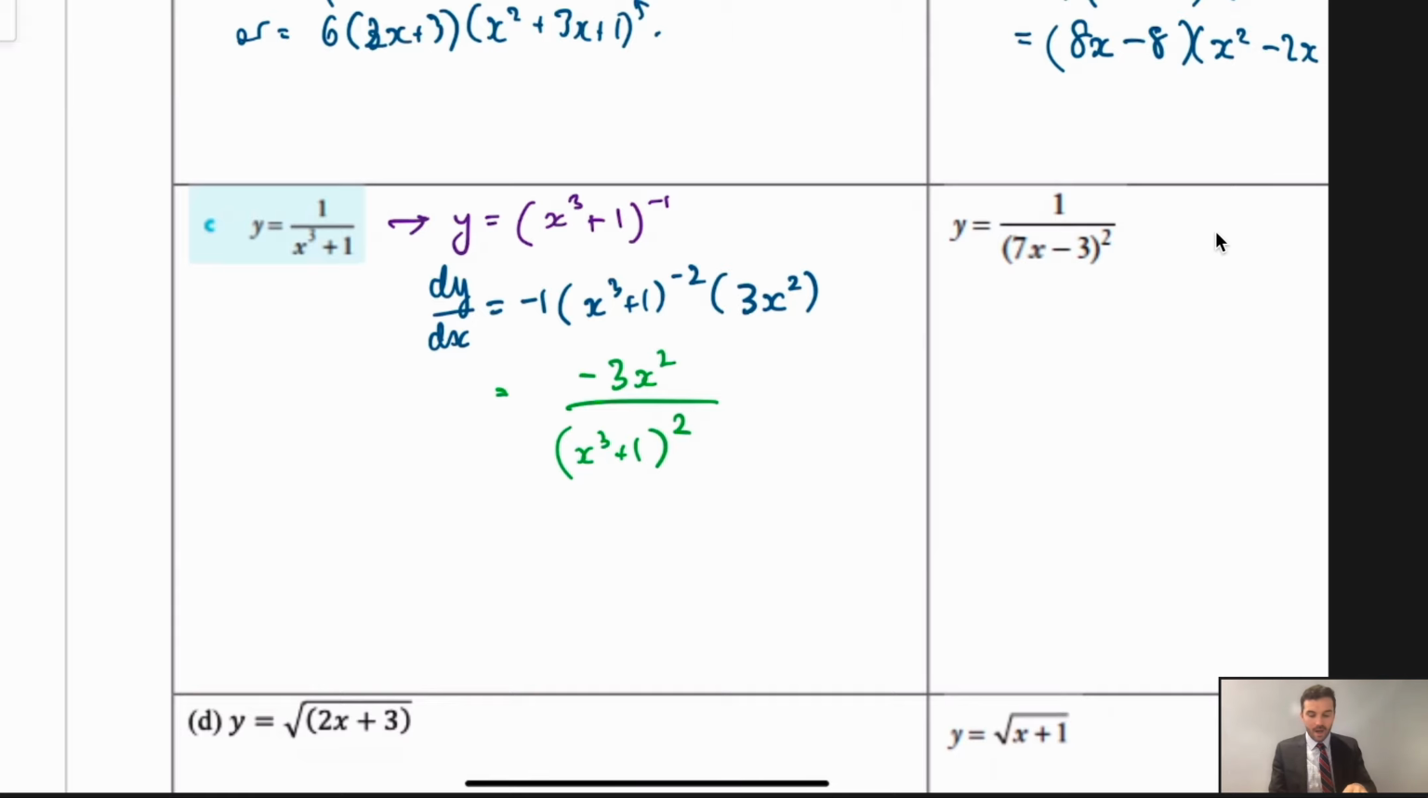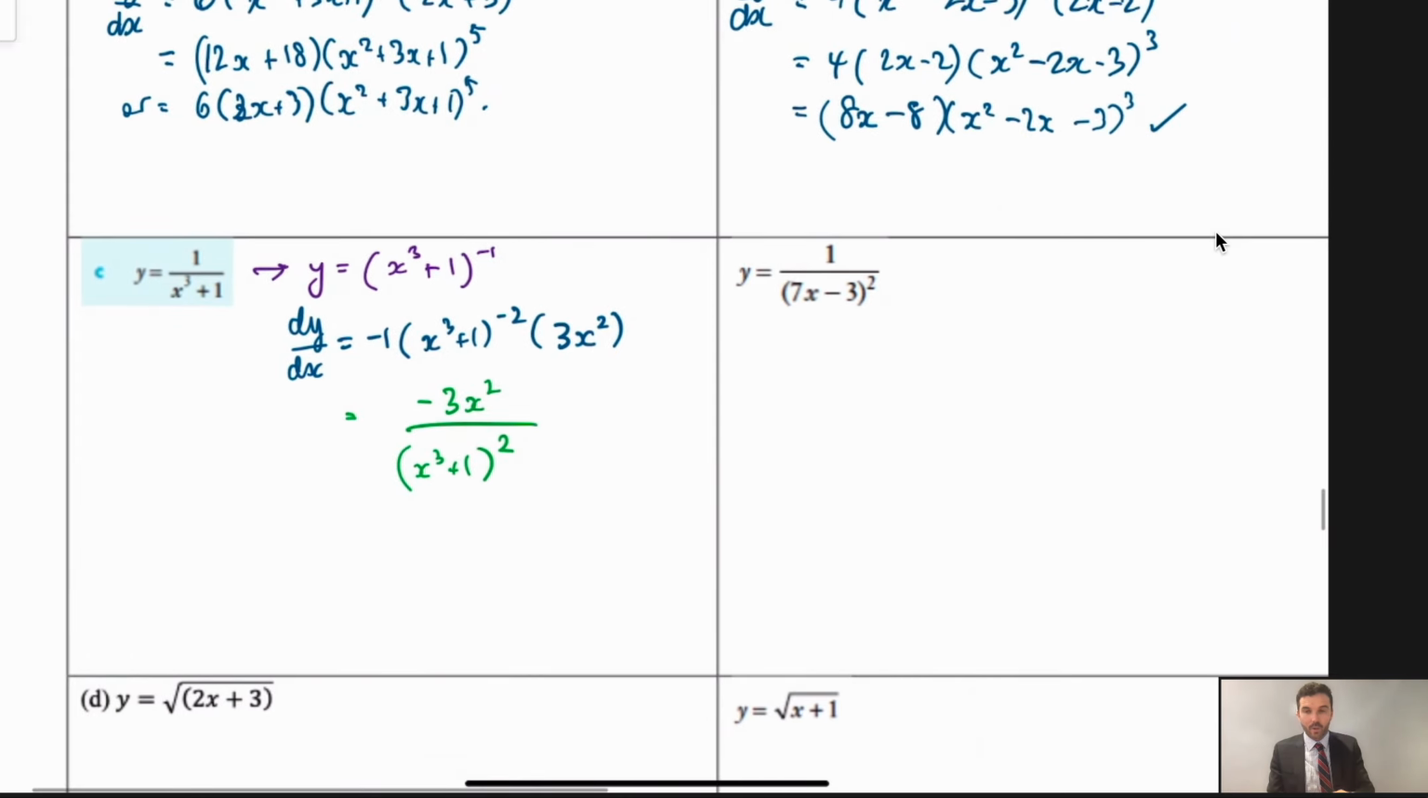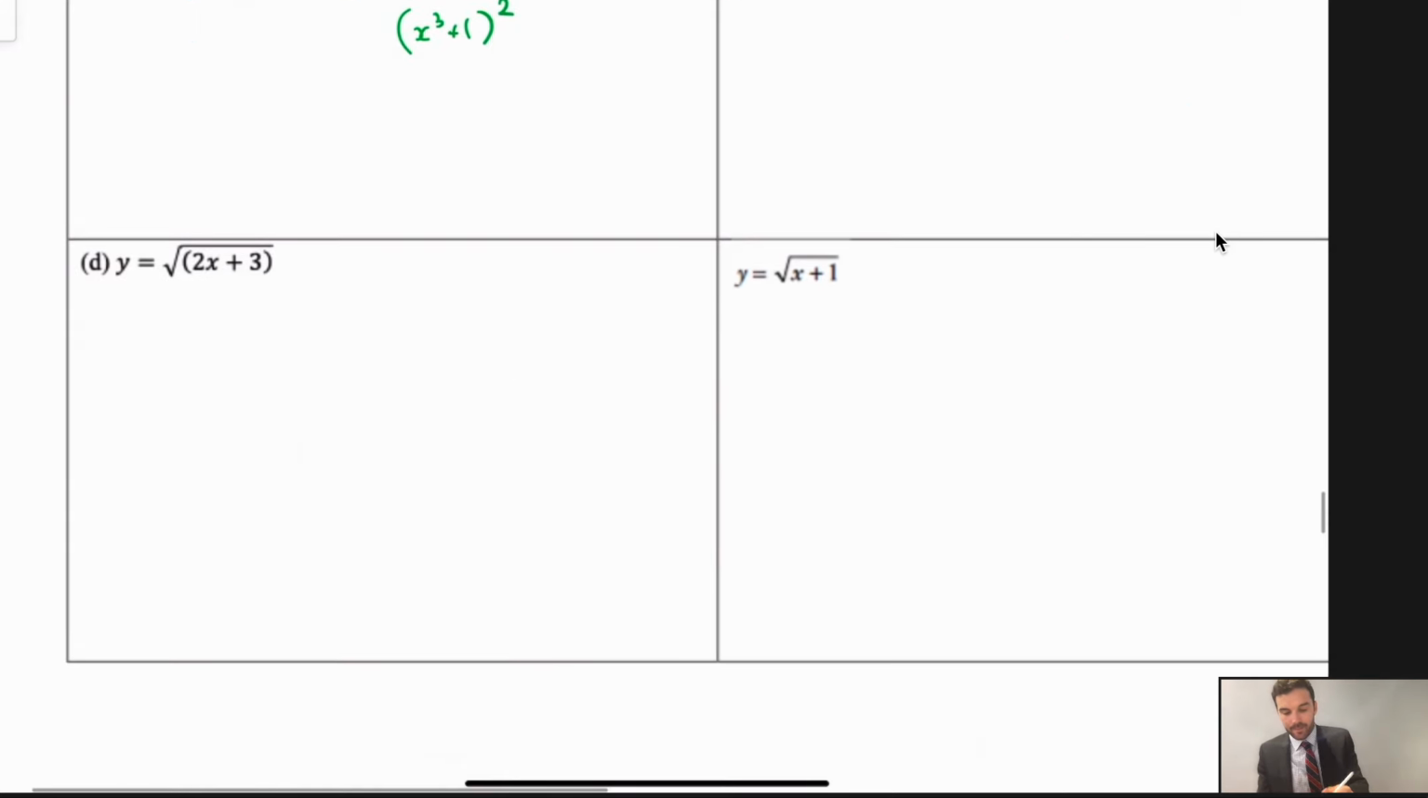Now, I'm going to work through example D, and then I want you to have a go at the your turns on the right. Okay. So let's have a look at this next one.